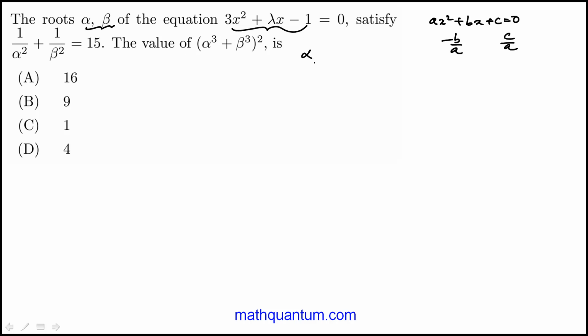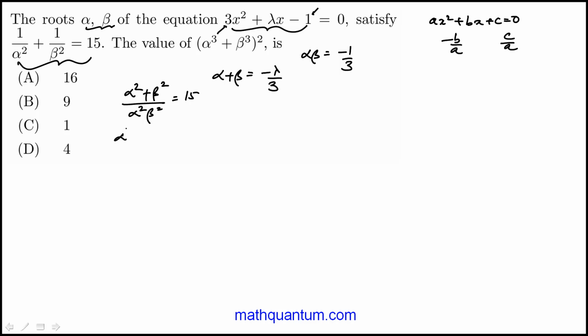So the product of the roots will be minus 1/3. That's c is minus 1, a is 3. And then their sum would be minus lambda over 3. Now we're also given that, and you will note that if I rewrite this, add those two fractions, that becomes equal to 15.